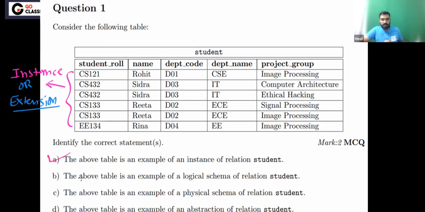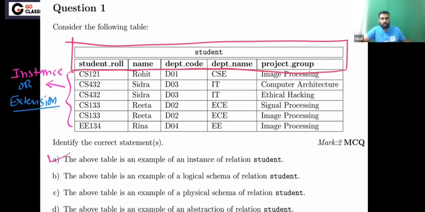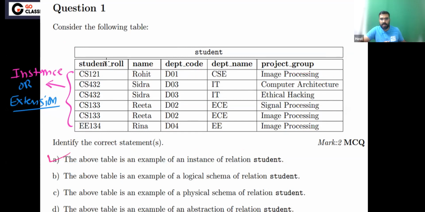Now, what about option B? The above table is an example of logical schema of relation student. Why is option B not correct? Do you remember the reason I told you? The reason is that this data is given to you. If you look at only the structure, without the data, that is the conceptual schema of the student table.